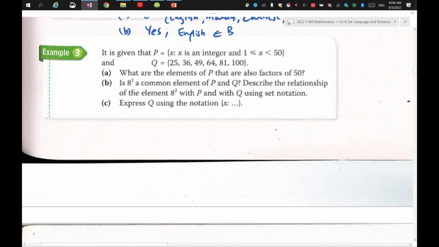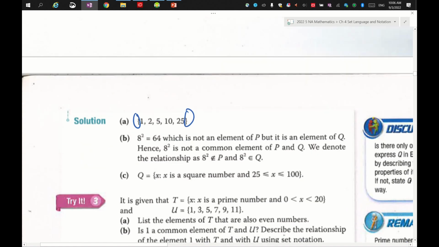Is 8 square a common element? Describe the relationship. 8 square is actually 64. So 64 is not an element of P, but it is an element of Q. So it is not a common element. We write down 8 square is not an element of P. We write down 8 square is an element of Q.